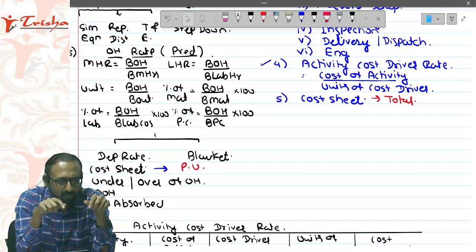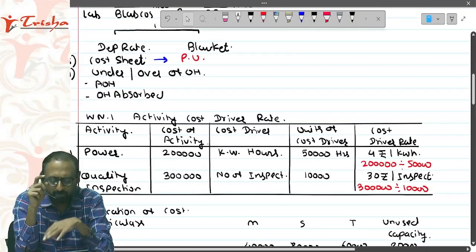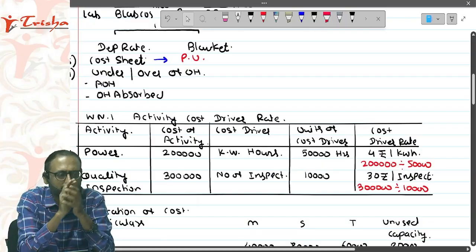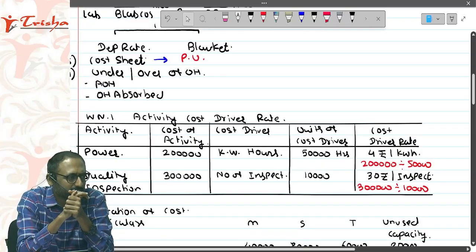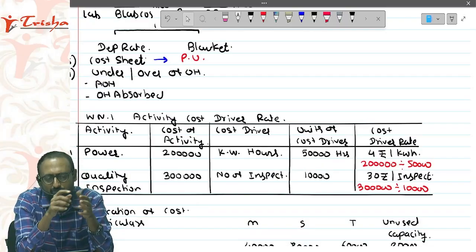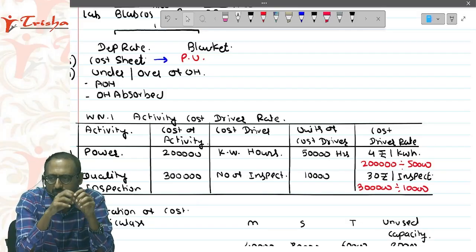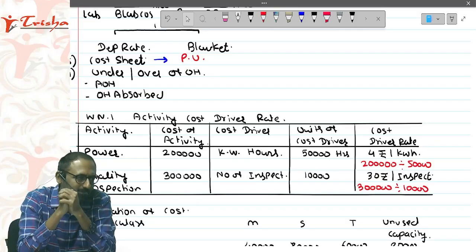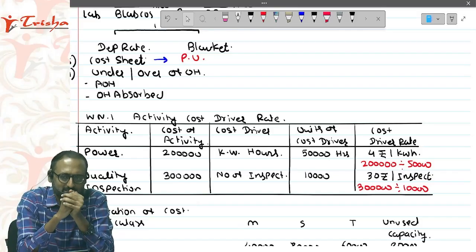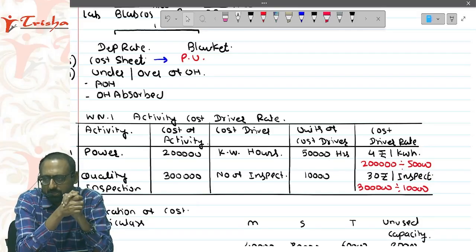Now guys, let me repeat which steps you will follow in activity based costing. Step number 1, define activity. No need to define generally, in the question they will give: these are your activities. Step number 2, calculate the cost of each and every activity. Third step, cost driver. Calculate the appropriate cost driver for each and every activity.